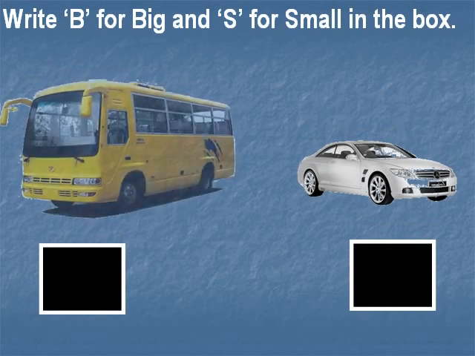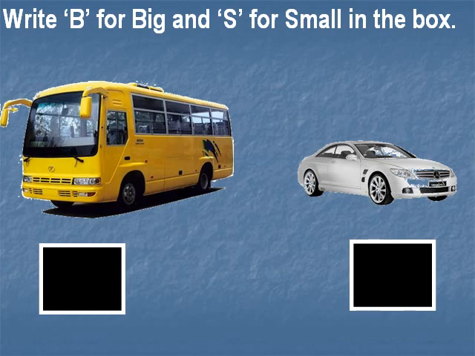Bus. A bus is a big vehicle, so write B for big. B. Car. A car is a small vehicle, so write S for small. S.